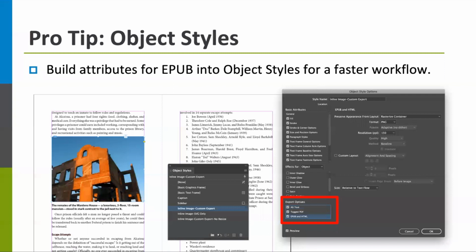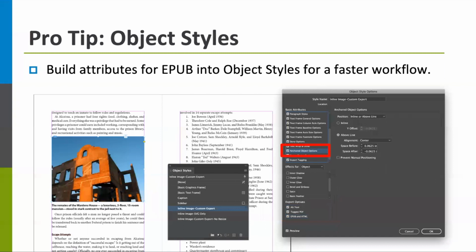And here again, here are your rasterization settings for EPUB and HTML. We're not going to go over this again. It's exactly what we saw in the dialog box when I did it image by image. And then just to show you a little bit of a hint here, one thing that's also built into an object style is its anchored object options.